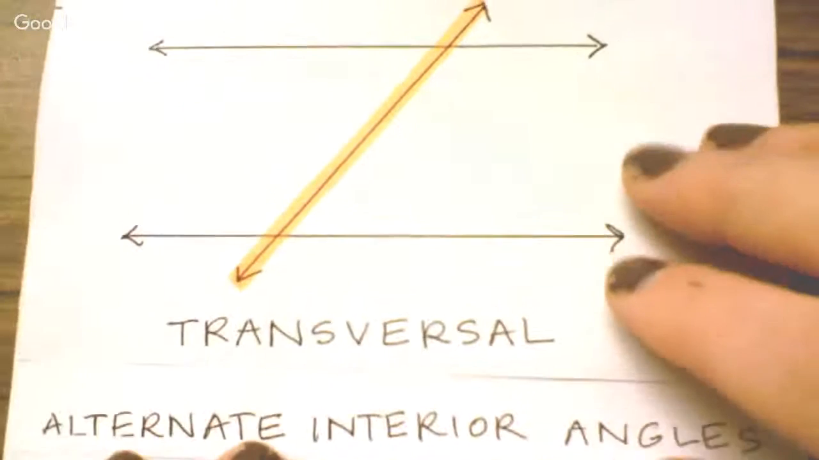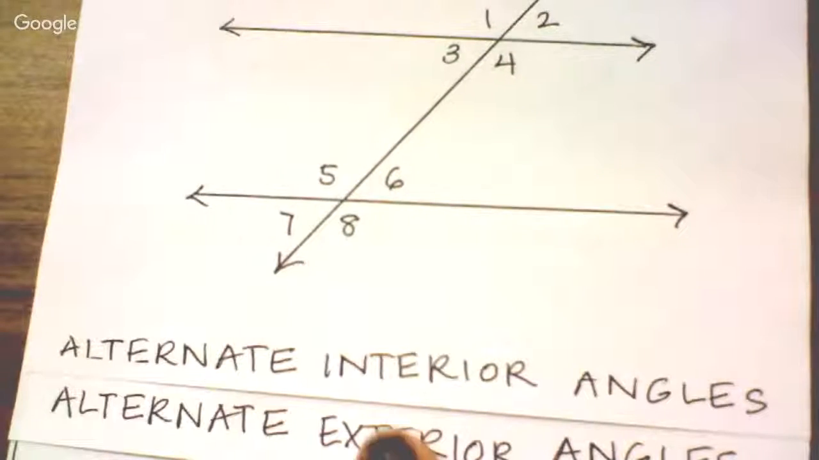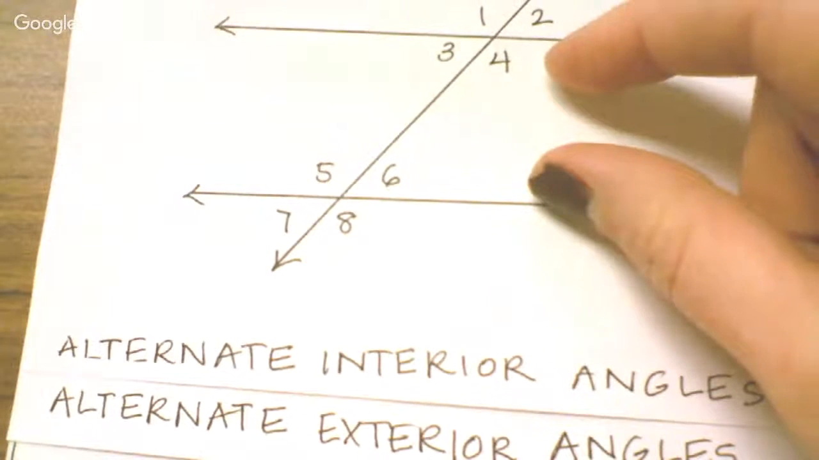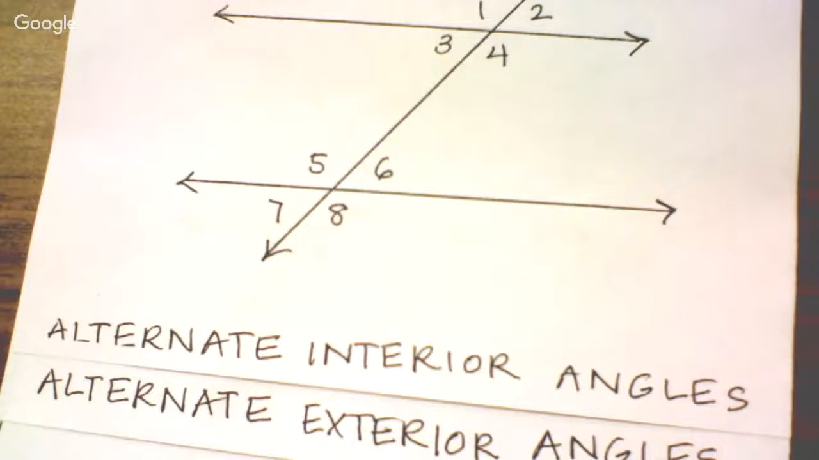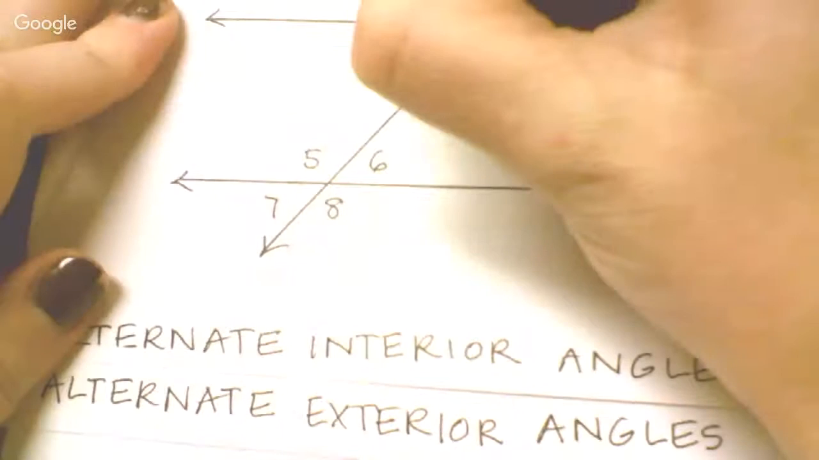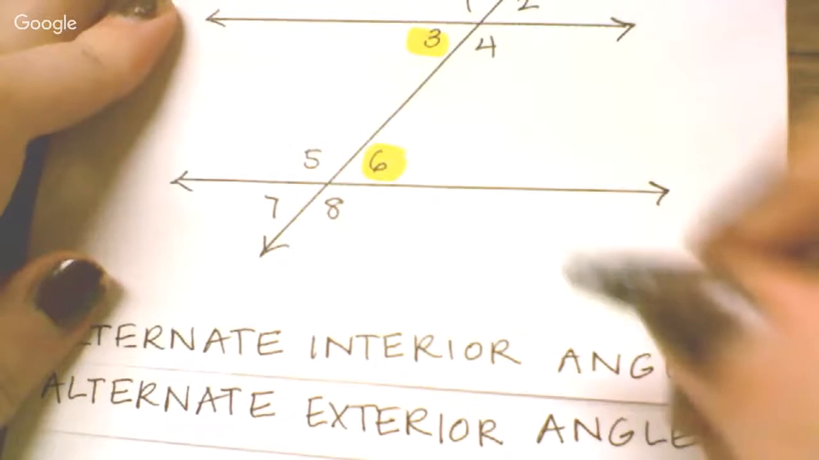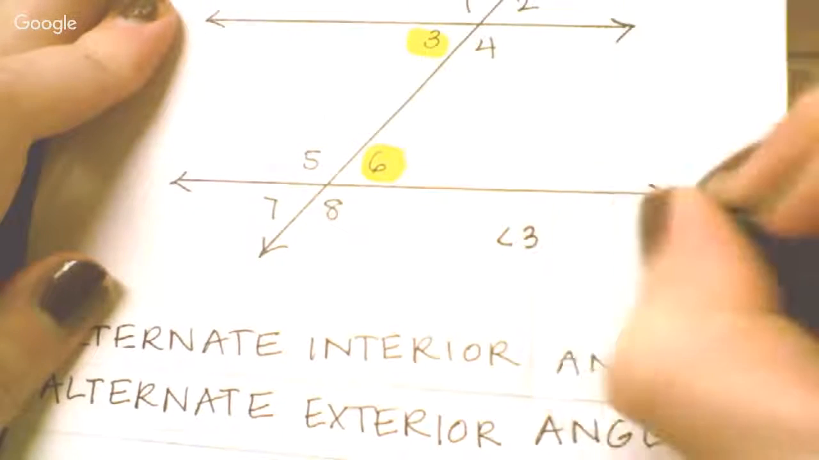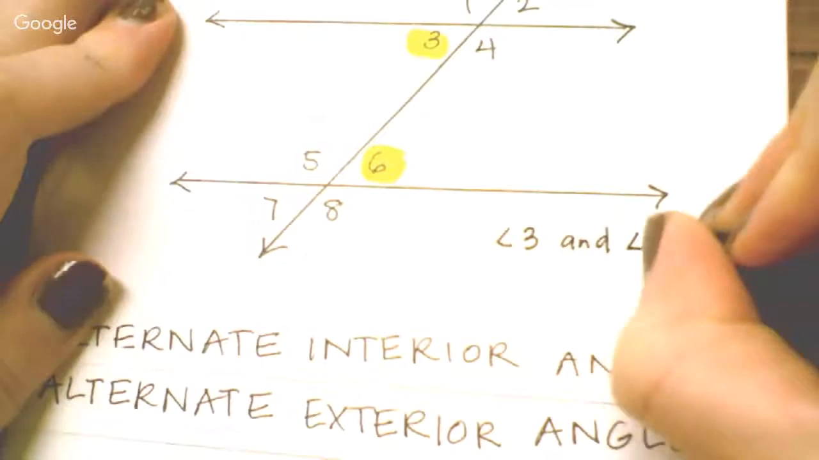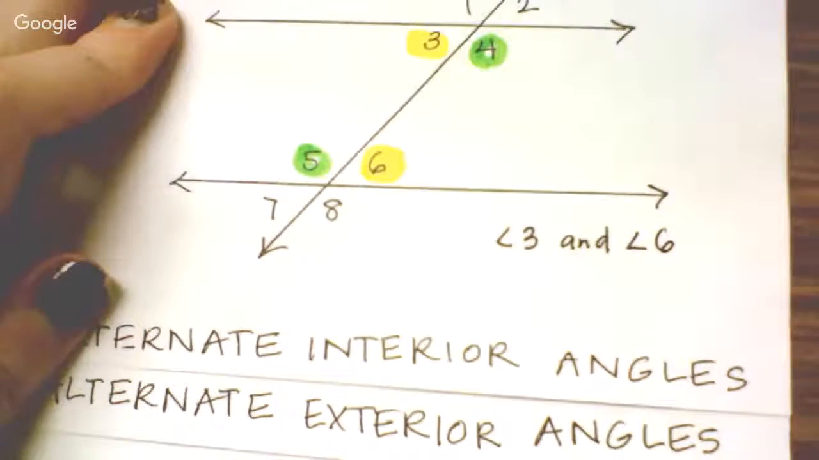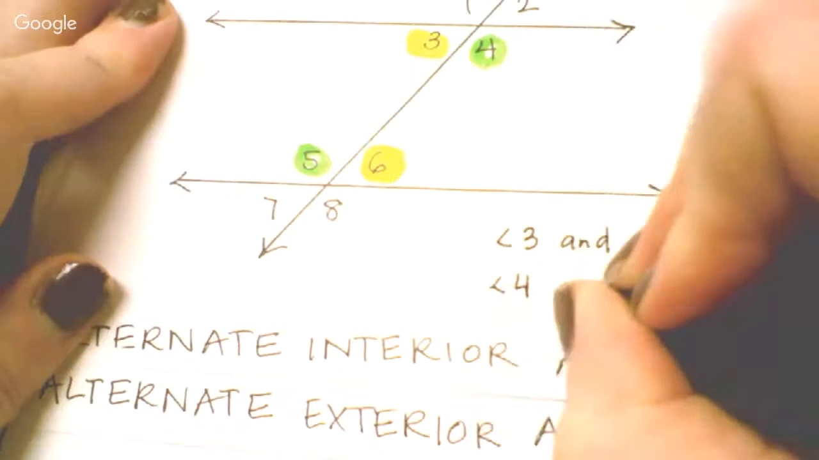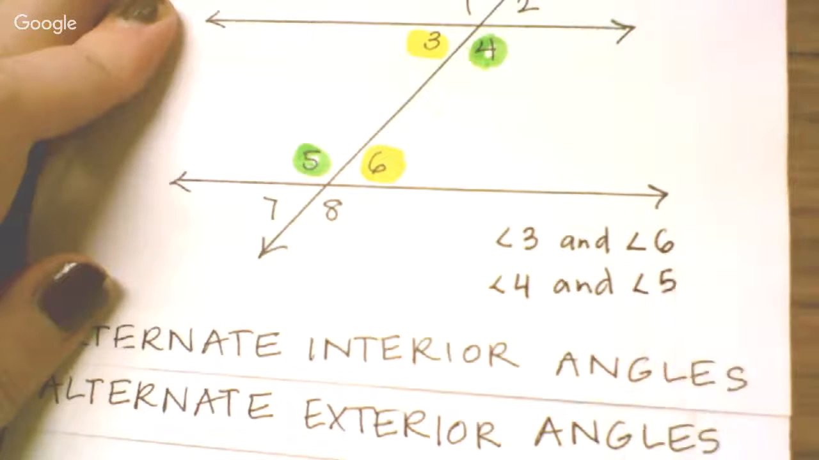So the first ones we're going to look at are alternate interior angles. So these are interior angles, so on the inside of the parallel lines, and they alternate. So I'm looking at angles 3 and 6. So angle 3 and angle 6. Those are alternate interior angles. And I have another pair, angle 4 and angle 5.